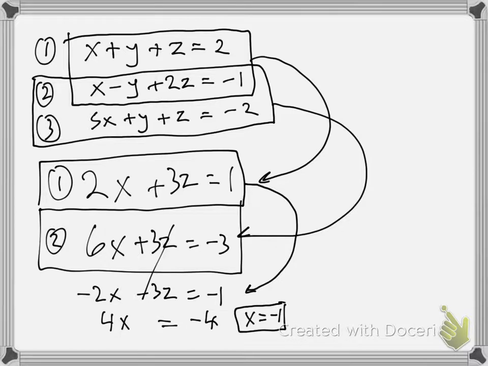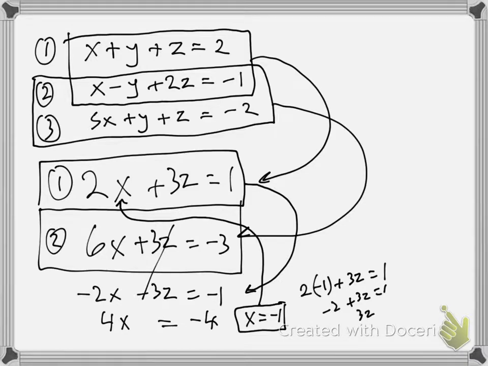Now, if x equals -1, let's plug it into one of these two equations. I'll plug it into here. Okay, so 2 times -1 plus 3z equals 1. So that's -2 plus 3z equals 1. Add 2 to both sides. 3z equals 3. So z equals 1. Great. I now have z equals 1. I'm running out of space here. I'm going to erase that. So z equals 1.